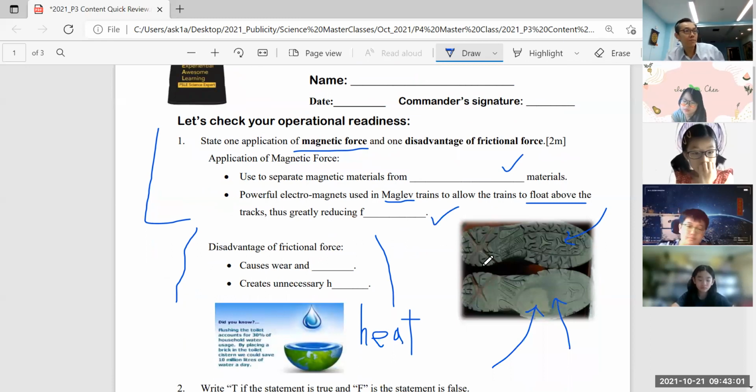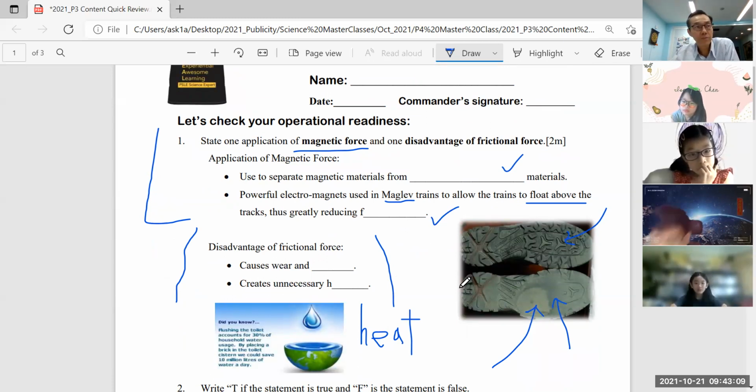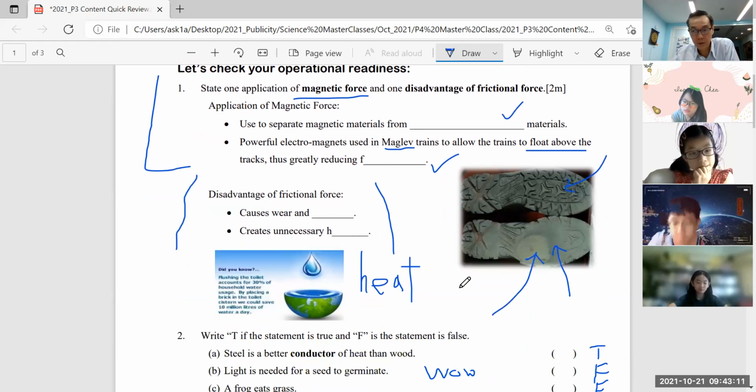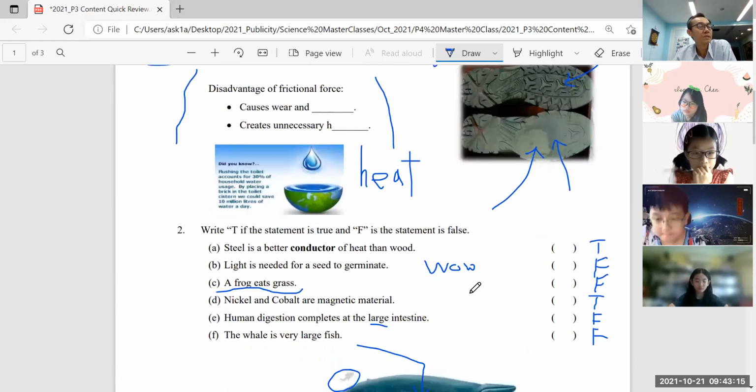Disadvantages of friction are that it causes wear and tear. As we can see, the sole of this shoe is being worn out, and friction causes unnecessary heat. So machines need to use lubricant like oil to reduce the frictional force.